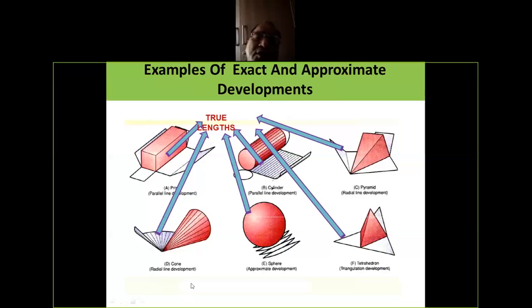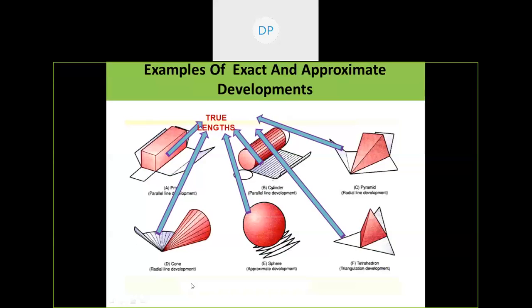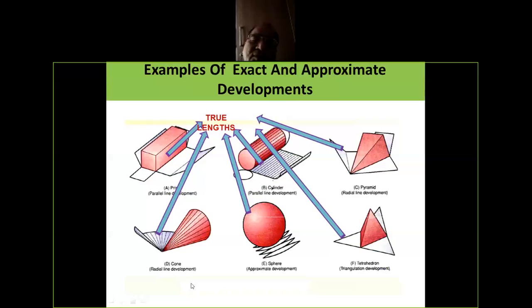There are two types of development. That is parallel development, that is exact, and second is approximate development, that is development through a vertex. For example, the development of a pyramid, the approximate development, and the development of this cylinder or the development of a prism of parallel. So there are two types of development of solid.